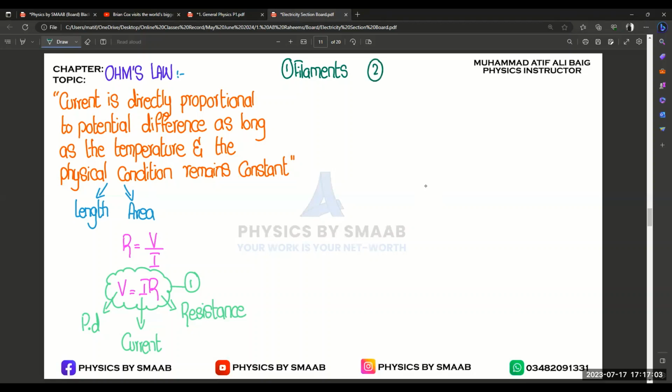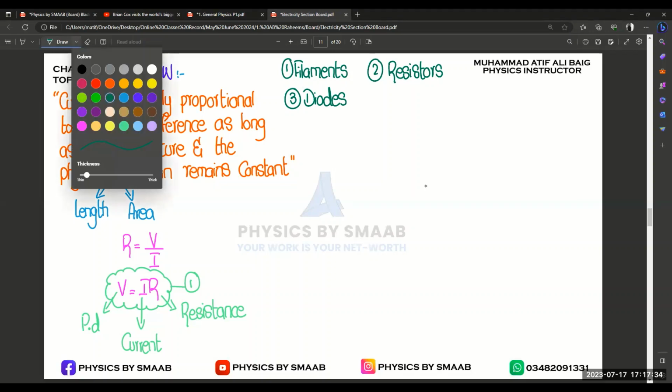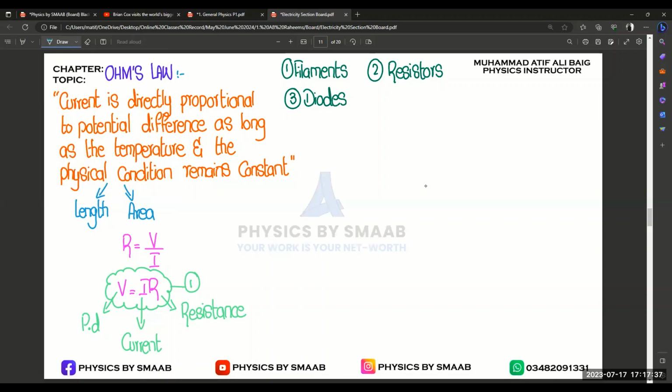The second component we need to discuss is the resistor itself, because it is also made up of conductor. And number three, diodes. We need to talk about these three components. These three components are included in our syllabus. We need to know about them because there are two types of materials. Some materials are ohmic and some materials are non-ohmic.